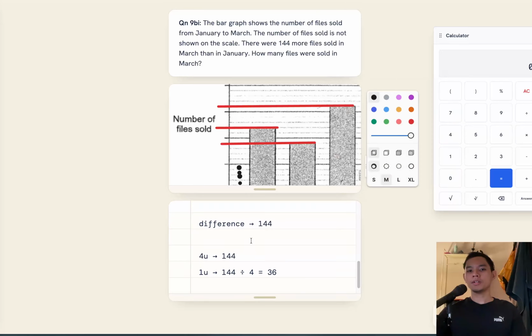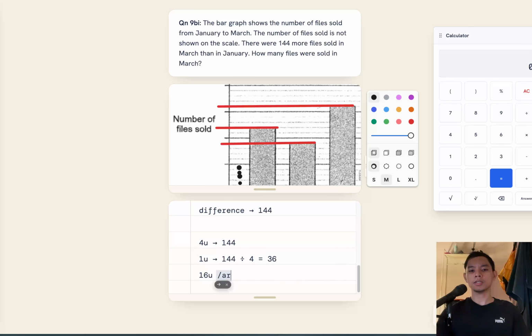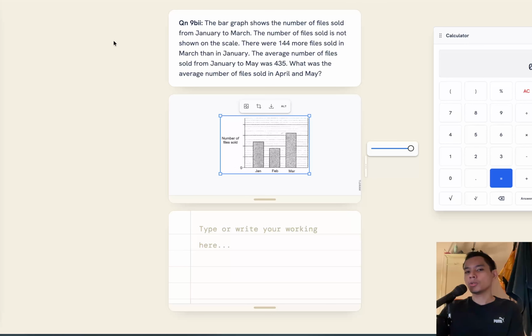And then how many files are there in March? March over here is 16 units. So 16 units will then be 16 times 36. This gives us 576. There you go. So that's the answer.